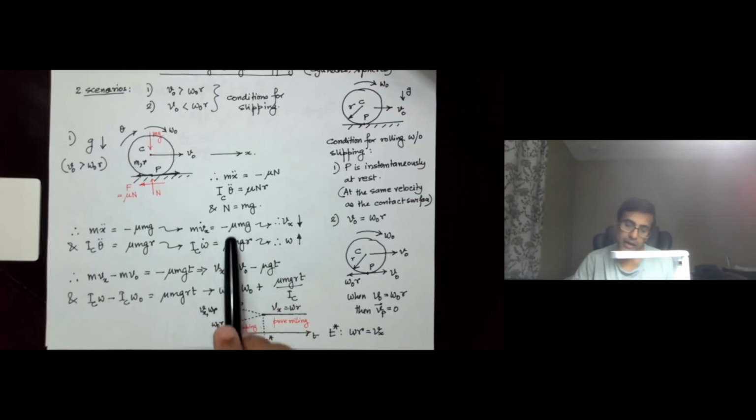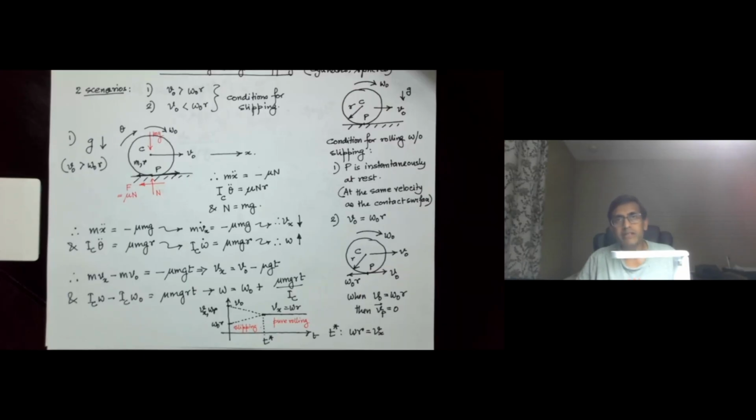Because if you think, when there is pure rolling, if there was a friction force, then the velocity would change. But the velocity does not. Once it reaches the pure rolling condition, it remains at a constant velocity. Of course, keep in mind that this is when there is pure rolling.